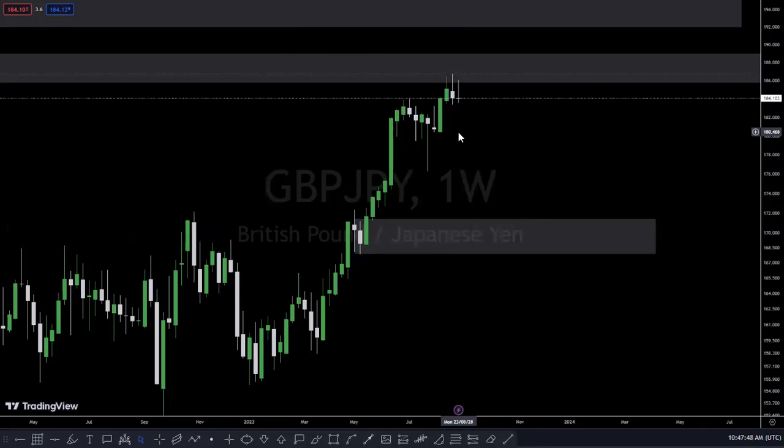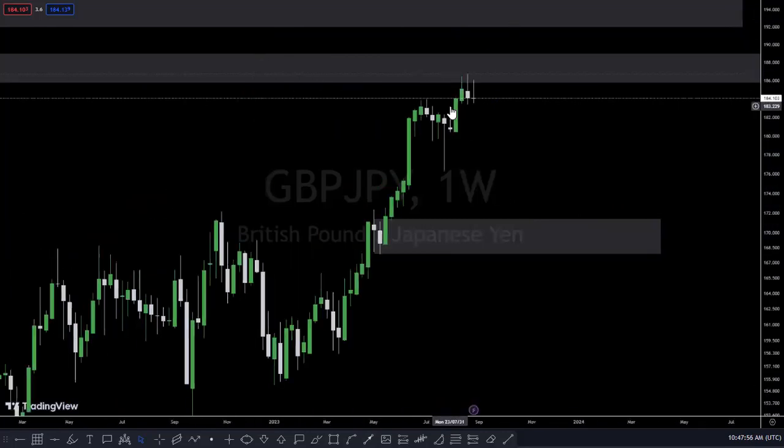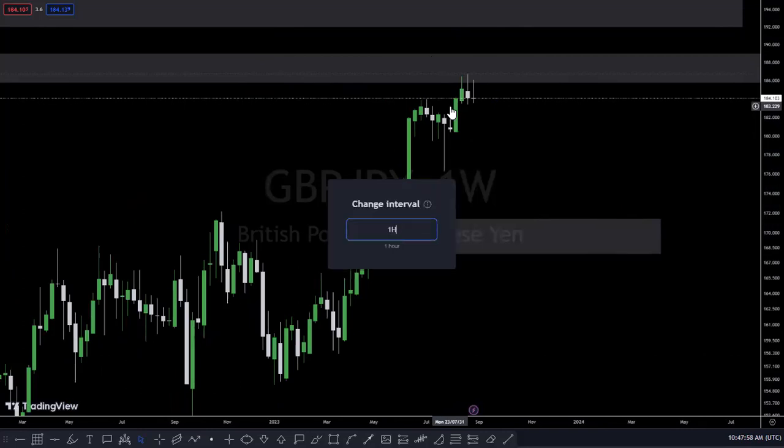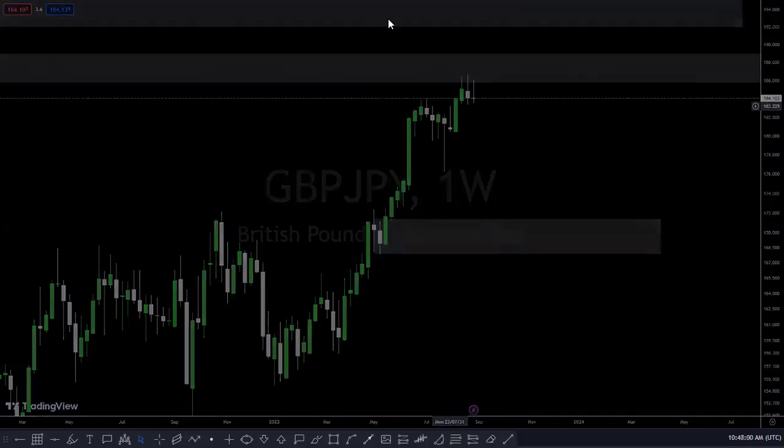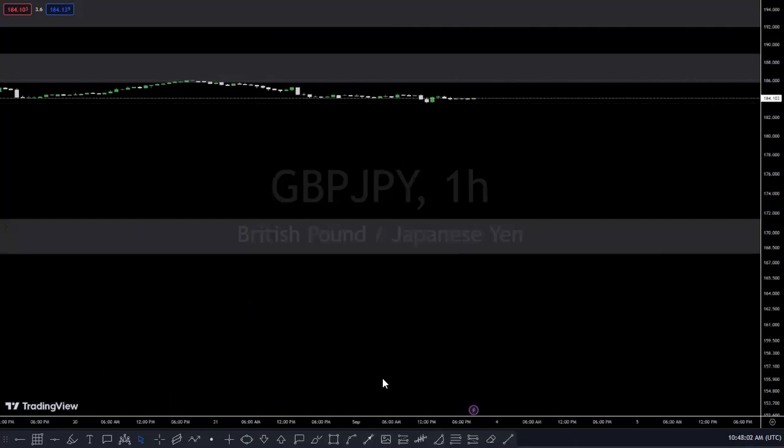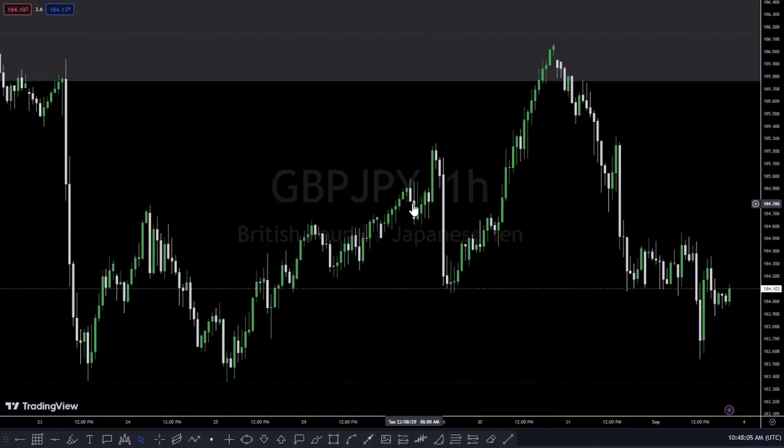Okay, let's continue. So we have already spotted out our support and resistance on higher time frame. So now I'll push down to where we can get our entry. I think let's start from 1 hour. You can start on any time frame. Don't worry about the time frame I'm using. You can use any time frame.